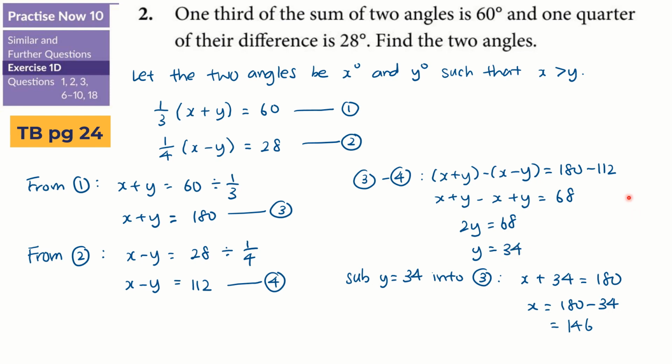So we will conclude the question by writing a statement. The two angles are 146 degrees and 34 degrees. I hope that with this question it helps you to understand how again we can formulate the equations, although in this case it requires a little bit of a deeper understanding of your algebraic expression formulation.